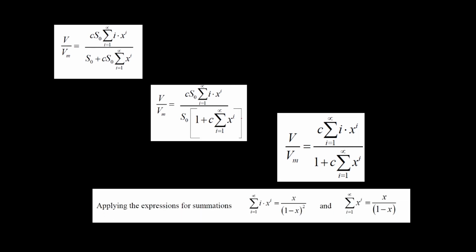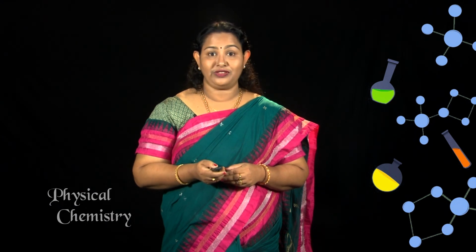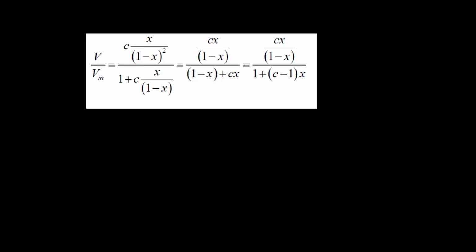We know that the values of these summations are such that sigma i equal to 1 to infinity i into x to the power i is equal to x by 1 minus x the whole square, and sigma i equal to 1 to infinity x to the power i is equal to x by 1 minus x. So we substitute these values of the summations into our equation, and the whole equation we get as V by Vm equal to C into x by 1 minus x square, the whole divided by 1 plus C into x by 1 minus x.